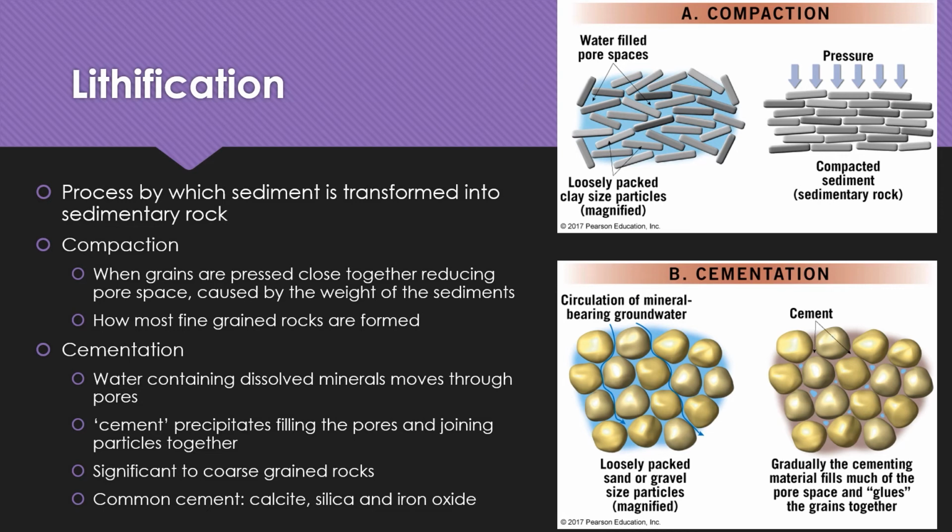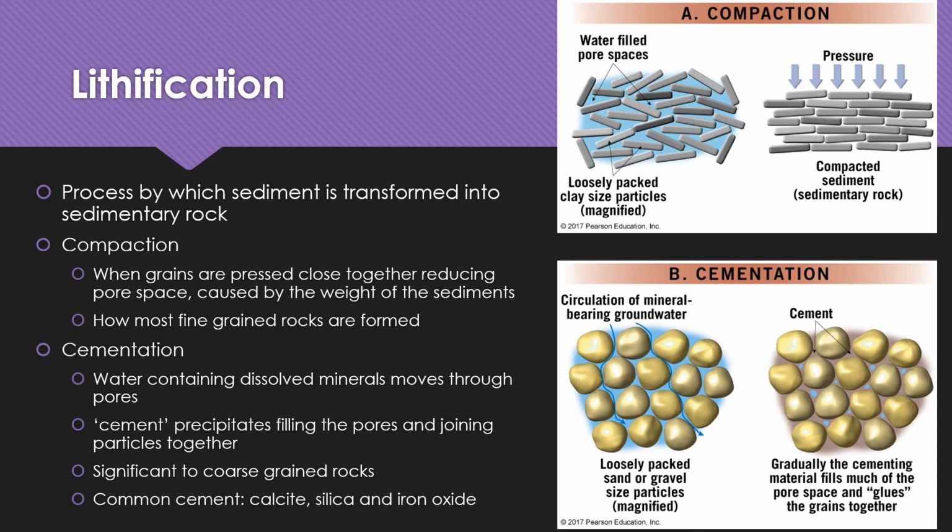Okay, and there's two ways this happens. Compaction, which is when the grains are pressed super close together, reducing pore space. This is caused by the weight of the sediments on top of each other. They form their own pressure. And it's how more fine-grained rocks are formed.